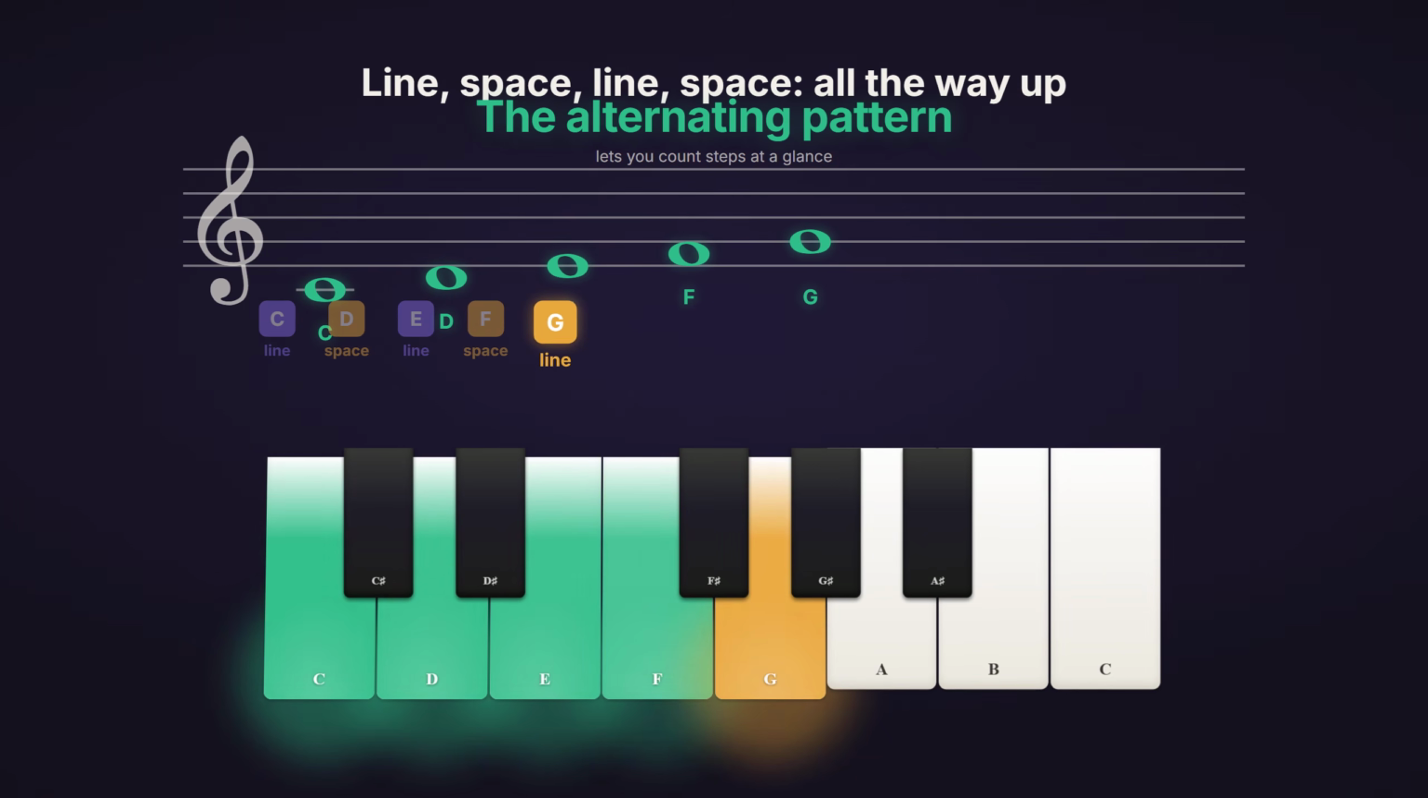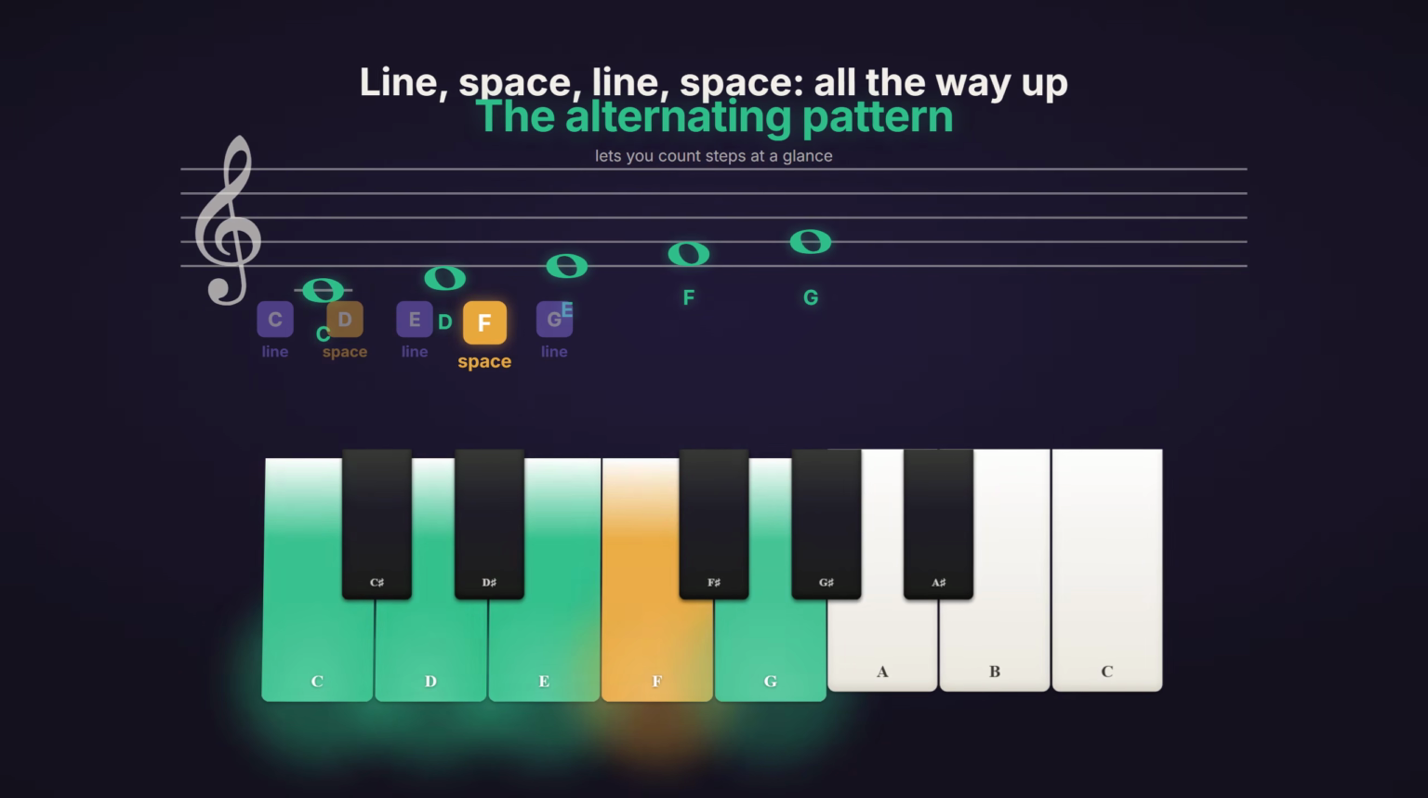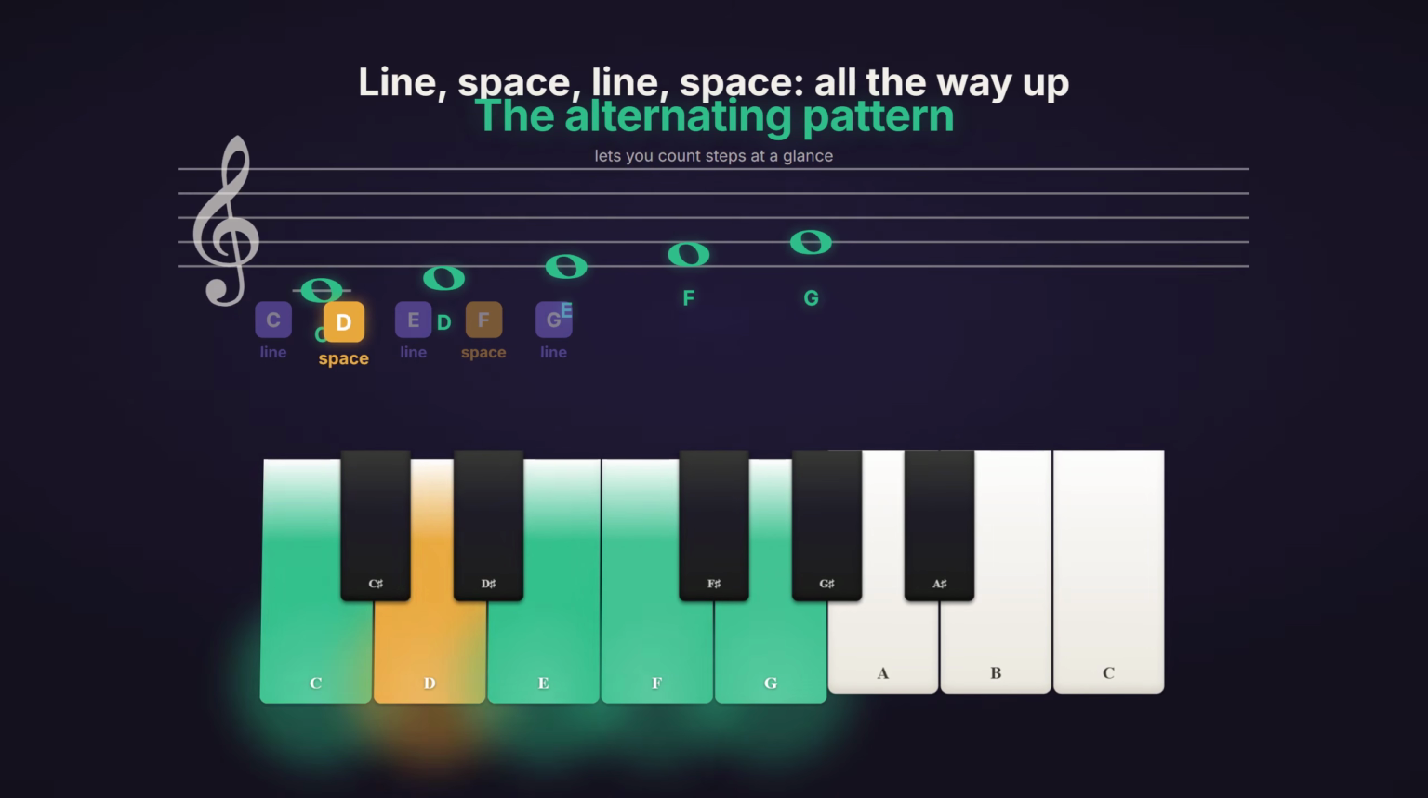You never have 2 lines in a row without a space between them, and you never have 2 spaces in a row without a line separating them. This is not an accident of notation, it is a direct consequence of how the musical alphabet works. The 7 letters A, B, C, D, E, F, G step 1 diatonic pitch at a time, and the lines and spaces of the staff are spaced to match those steps exactly. 1 rung per letter, alternating without exception.